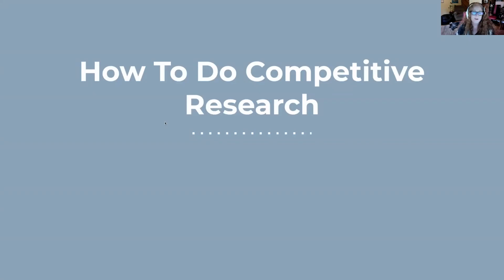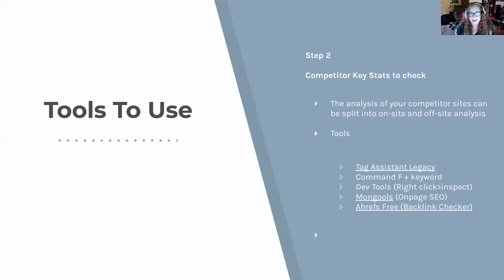So how? This is the important stuff. How do we do competitor research? Okay, tools we use. So what we're going to do is we're going to check our competitors first.